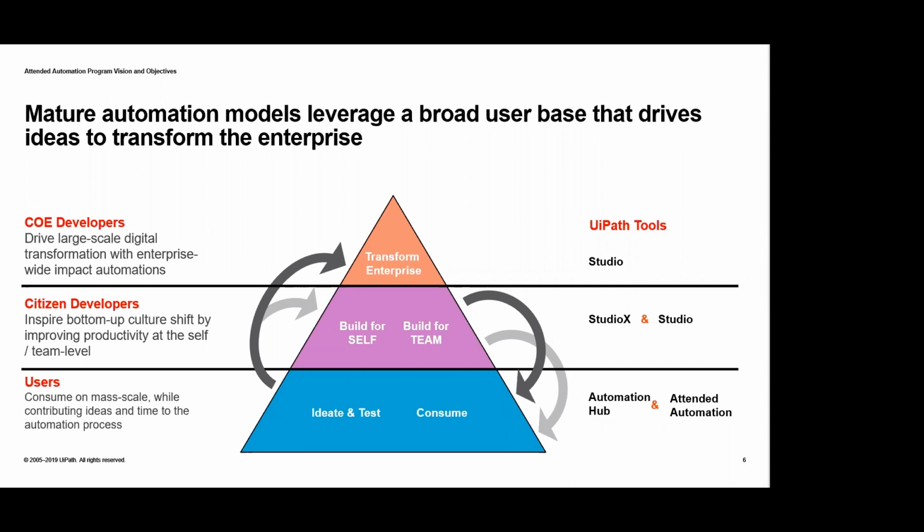So COE developers use Studio to build enterprise transforming automations, while citizen developers use StudioX and sometimes Studio to build automations for themselves and for their teams. And the users or consumers can leverage Automation Hub and attended bots to ideate, test, and consume.